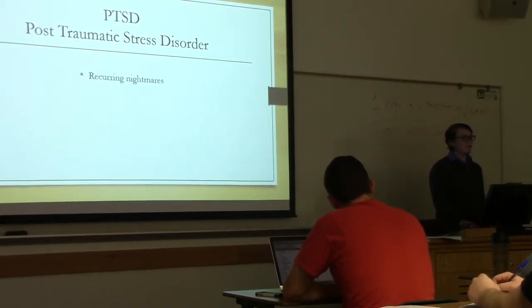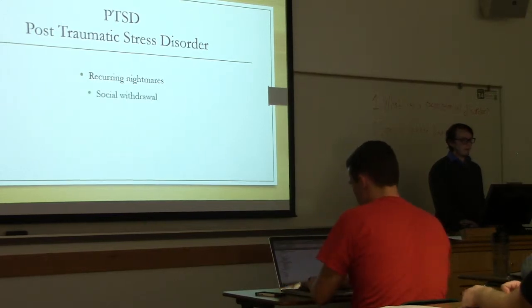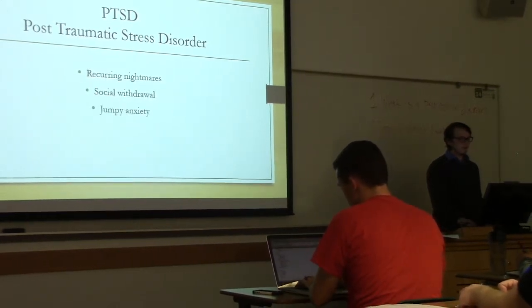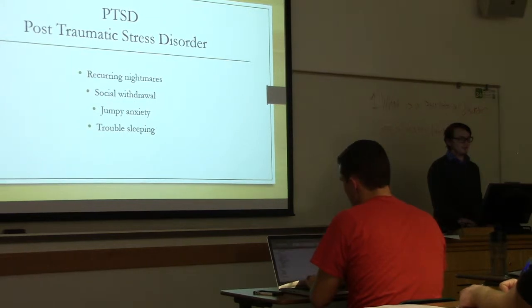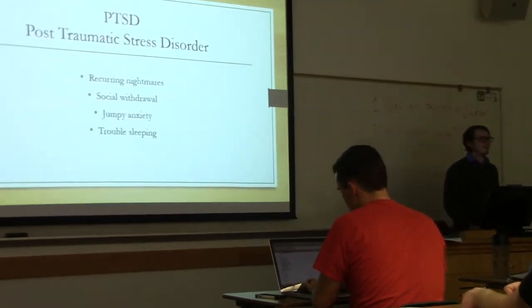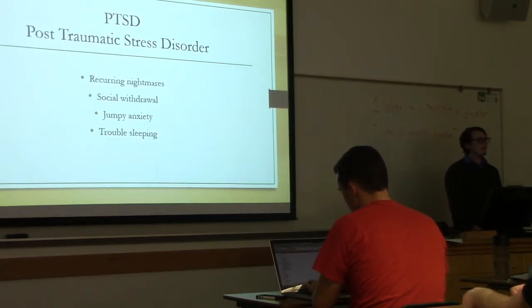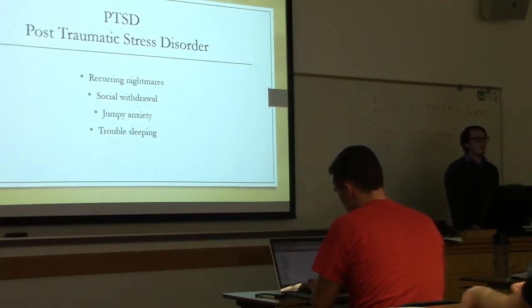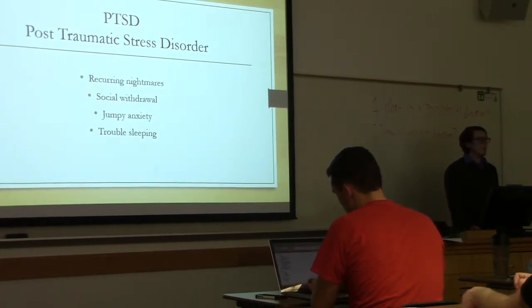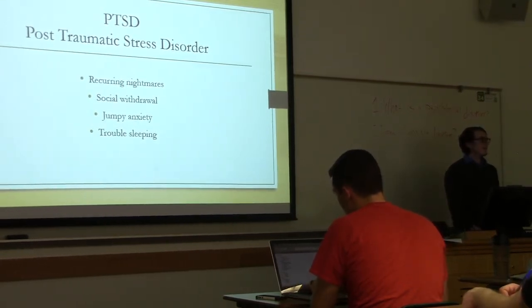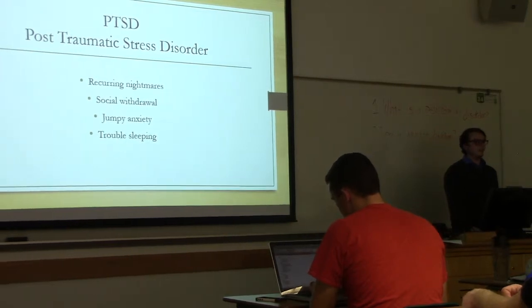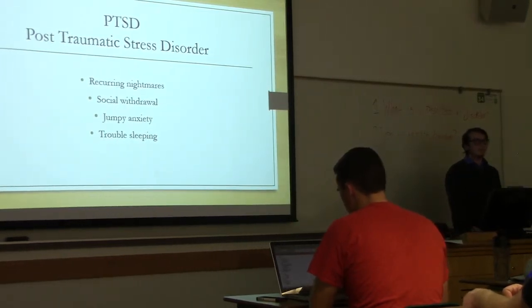It's characterized by recurring nightmares, social withdrawal, jumpy anxiety, and trouble sleeping. People who have this disorder can re-experience the trauma that they had, and it causes them to want to withdraw from other people because they might fear that it might happen again, or they might think that others will reject them because of what has happened to them.